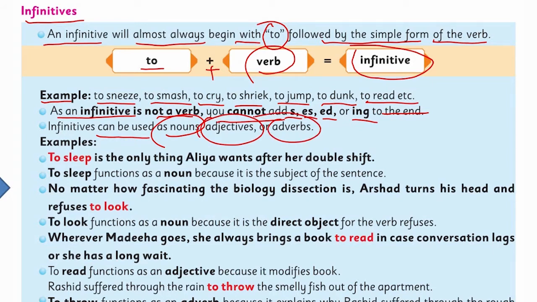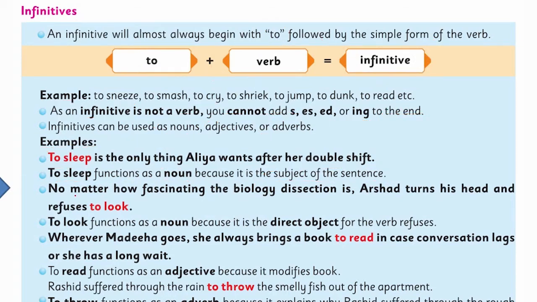Like the examples here, to sleep is the only thing Alia wants after her double shift. You can see the use of to and the first form of verb, the simple form of the verb sleep. So this is an infinitive. To sleep functions as a noun here because it is the subject of the sentence. Start mein aa raha hai to kya hai? Subject of the sentence. Pure sentence ko jo lead karta hai, wo aapka subject hota hai.